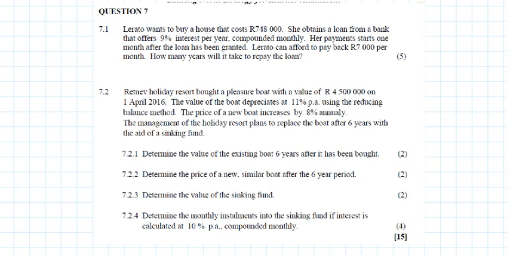All right, let's start. Now Loretta wants to buy a house for 748,000 rand. So she asks for a loan from a bank, which offers 9% interest rate, compounded monthly. Her payment starts 1 month after the loan has been granted. That thing, let me highlight, is the normal condition. Nothing is wrong.